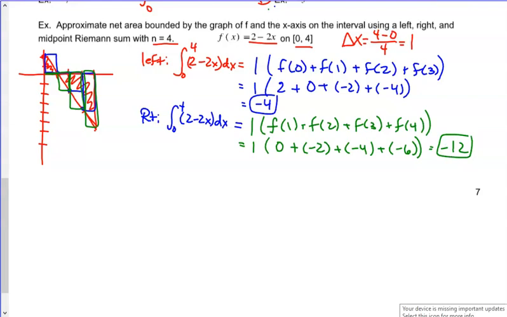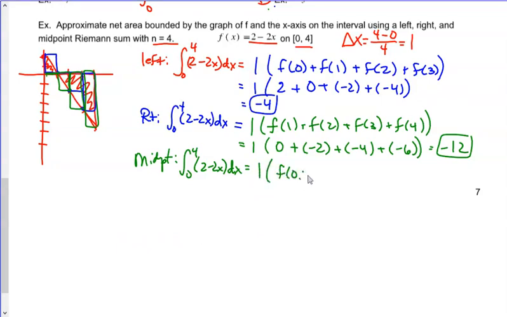So I have a wide difference here, negative 4 and negative 12. We know that the area is somewhere in between. This one's going to be smaller, this one's going to be over. And so the midpoint, if you recall, is the one that is the most accurate: the integral from 0 to 4 of 2 minus 2x dx. I'm going to do this without drawing any rectangles for midpoints because we're just going to find the midpoints of these intervals, which are at 0.5, 1.5, 2.5, and 3.5. So I need my width and my function values at all the halves, which are all the midpoints.